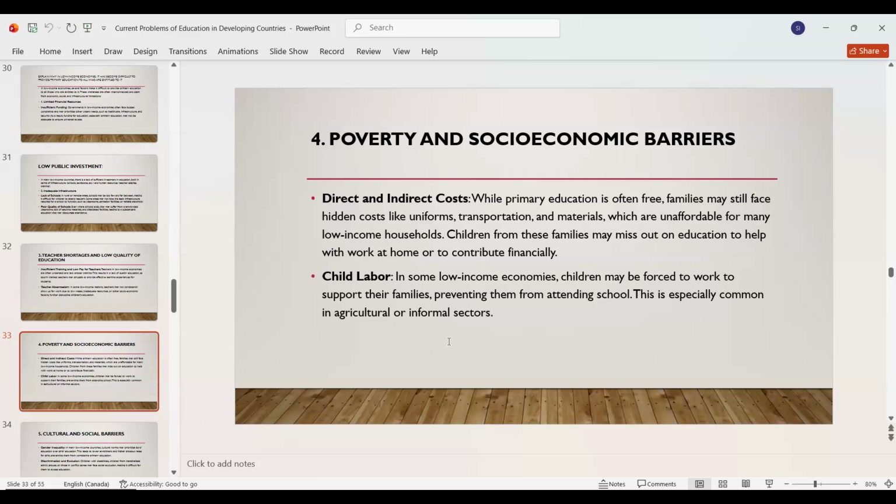Otherwise, small children from the estate, they work in each and every home, right? Sometimes they look after the children and clean the house, clean the garden, right? So child labor in some low-income economies, children may be forced to work to support their families, preventing them from attending school. This is especially common in agricultural and informal sectors.